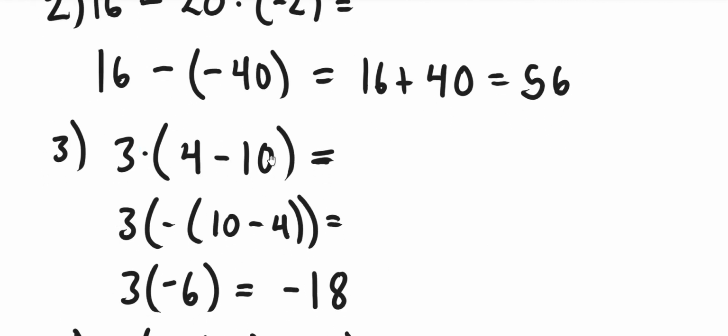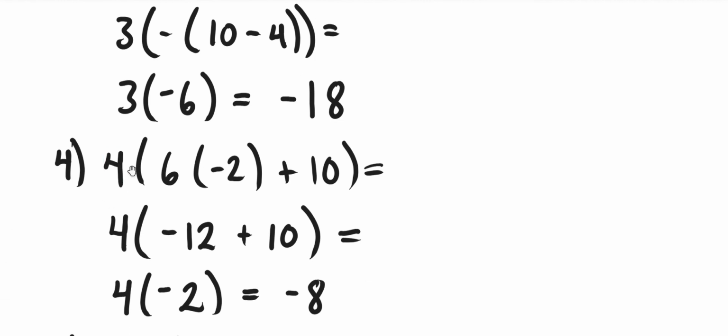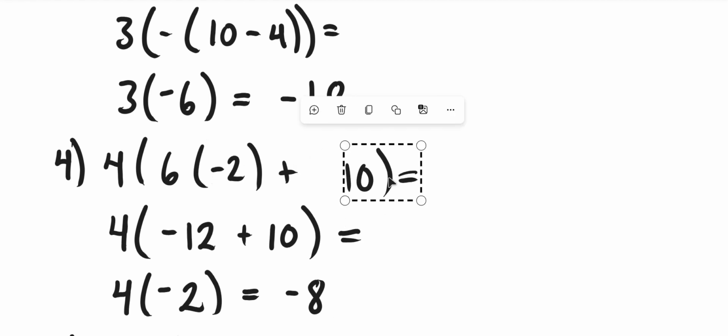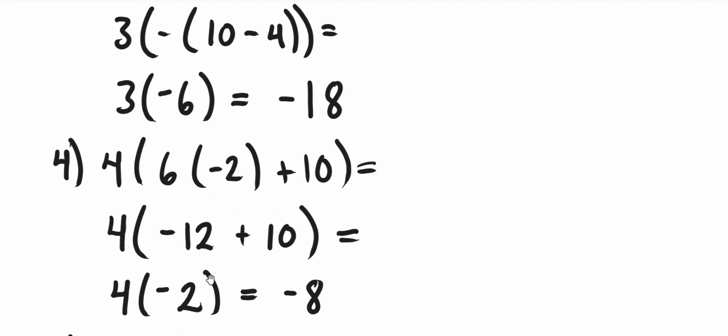Problem 3, if I do 3 times the quantity 4 minus 10, well, 4 minus 10 is negative 6, and 3 times negative 6 is minus 18. If I do 4 times 6 times negative 2 plus 10, we do the times part first. We look inside of this parentheses, and we do what's inside here first. That's going to be negative 12 plus 10, which is negative 2. And 4 times negative 2 is negative 8.